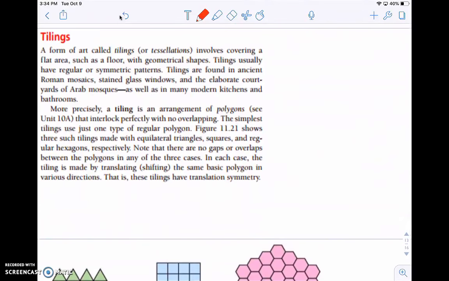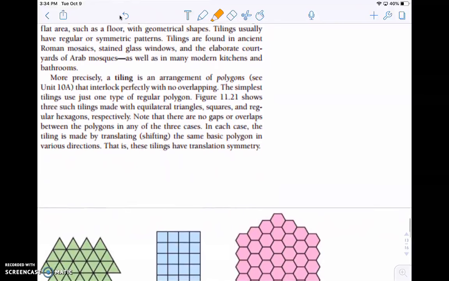So the last little thing we're talking about is tilings, sometimes known as tessellations. They involve covering a flat area such as your floor with geometrical shapes. And tilings usually have a regular or some kind of symmetric pattern. These things are found all over the place. If you look at different homes, different tile types that you have on the floor, they can come in all kinds of different patterns.